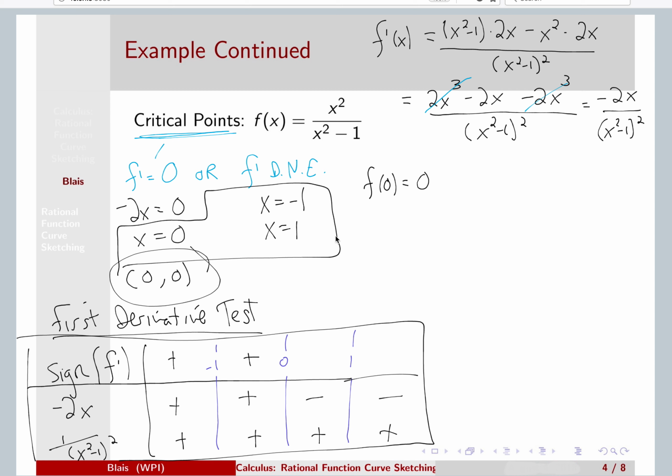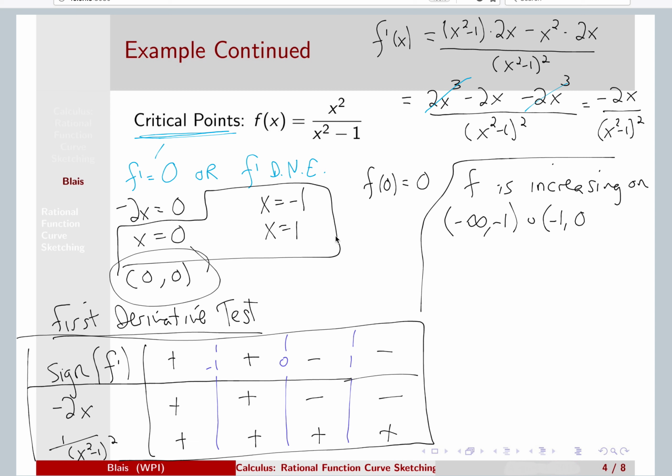And so we see the sign of this first derivative. Plus times plus is plus, plus times plus is plus, plus times minus is minus, plus times minus is minus. So we see these intervals on which f is increasing and decreasing. So f is increasing where f prime is positive. So we're increasing on minus infinity to minus 1, union minus 1 to 0. So these are the intervals where the first derivative is positive. And then we're decreasing on the intervals where the first derivative is negative. So f is decreasing on 0, 1, union 1, infinity.